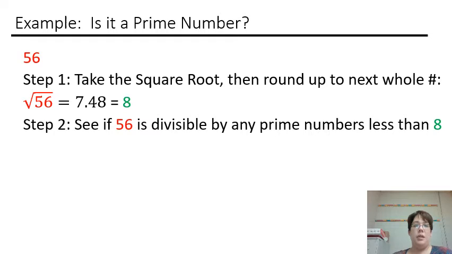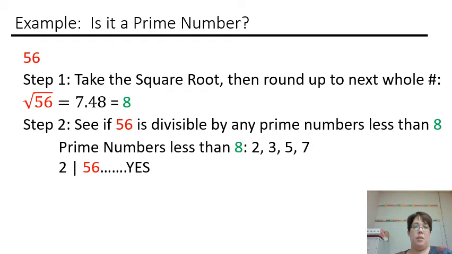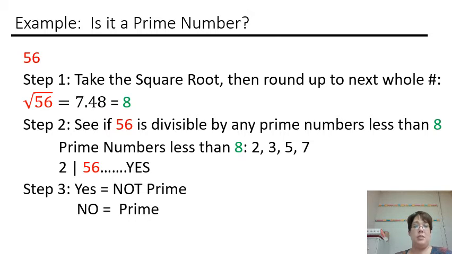Step 2 is to see if your number that we started with, 56, is divisible by any prime number that is less than 8. And remember, 8 came from this answer right here. Okay, so if I look at the prime numbers that are less than 8, they are 2, 3, 5, and 7. Well, 2 divides into 56, so the answer is yes. Now, step 3, if your answer is yes, that means it is not prime. If the answer is no, that means it is prime.